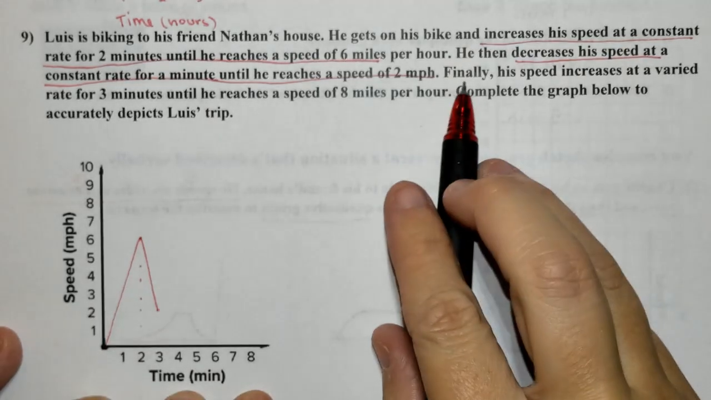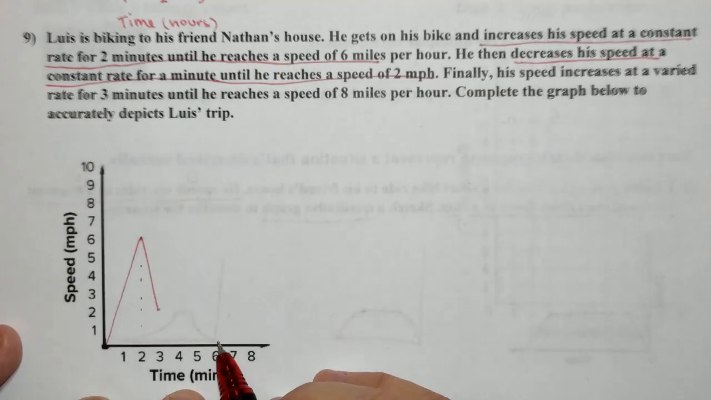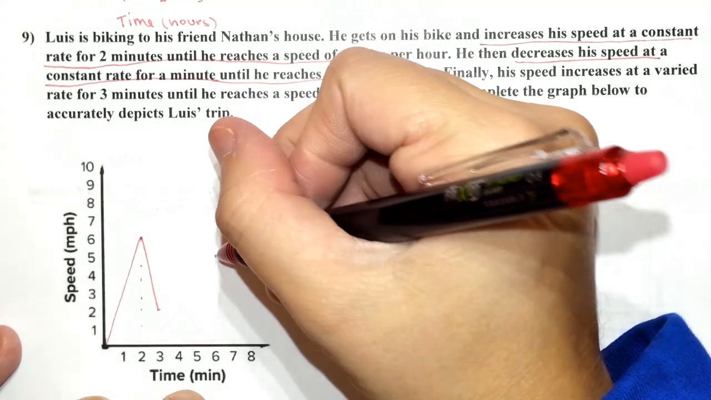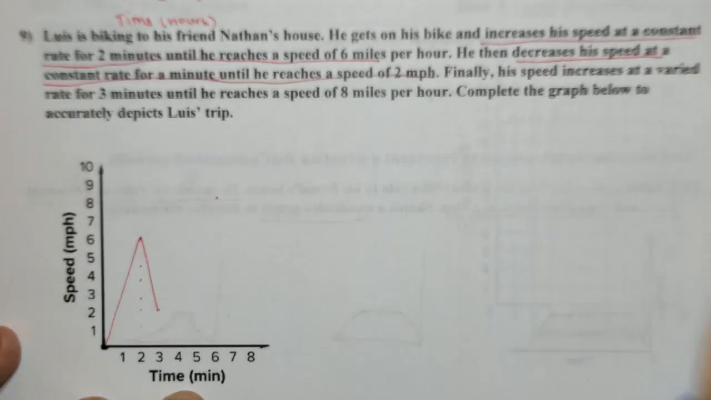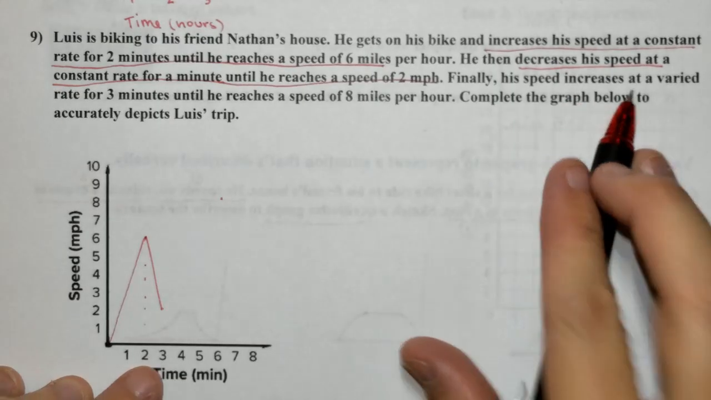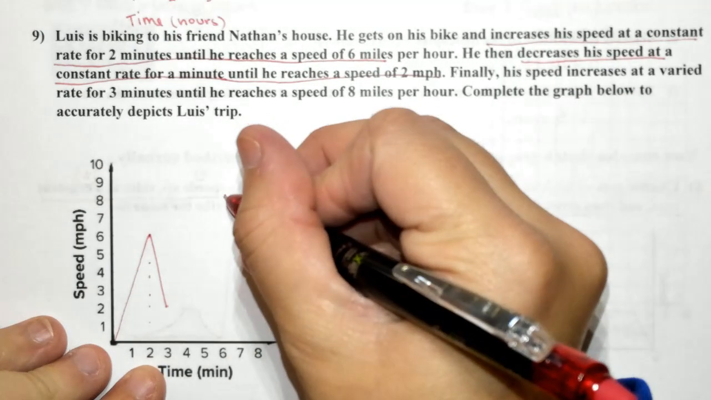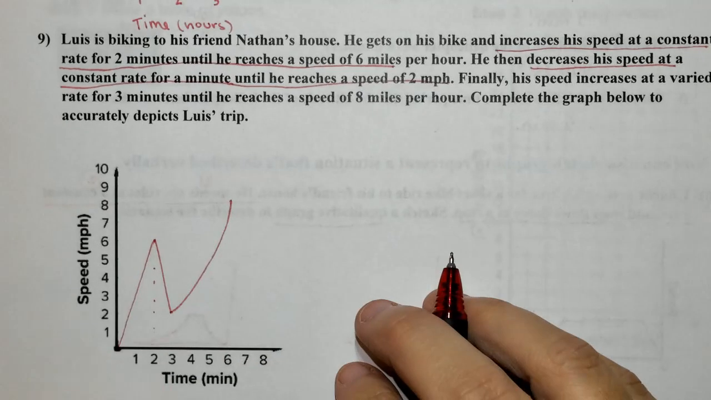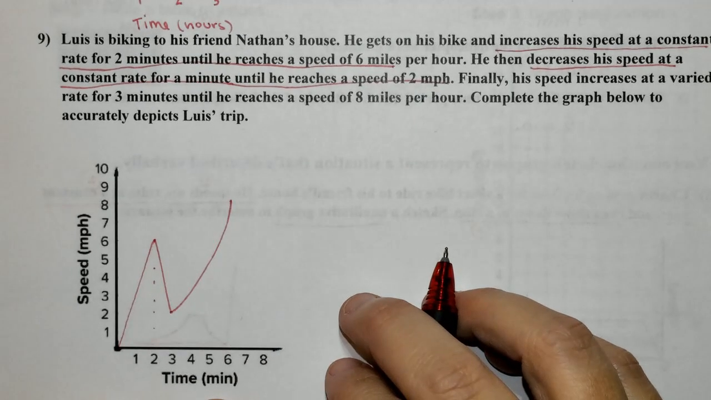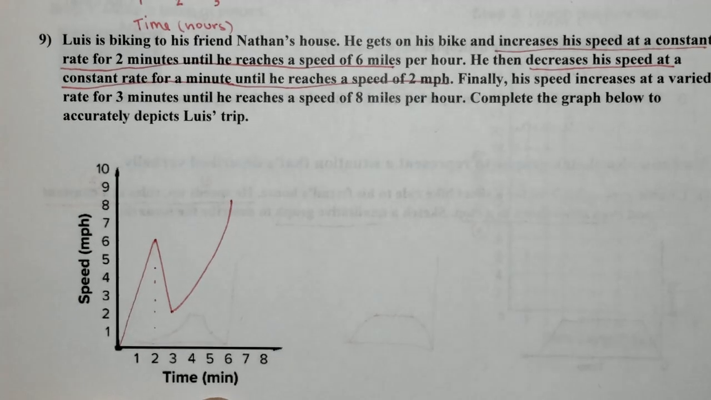Okay, finally, his speed increases at a varied rate for 3 minutes, so at the 6-minute mark, until he reaches a speed of 8 miles per hour. So at the 6-minute mark, he should be up to 8 miles per hour, and it says that he increases at a varied rate, so something like this. It wouldn't be a straight line, it would be a curved line. All right, I believe that's correct.